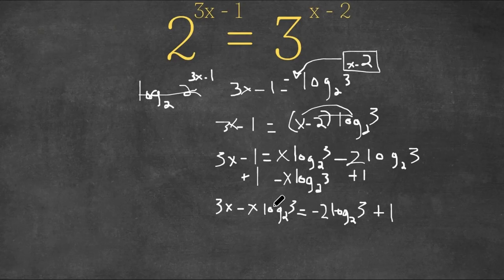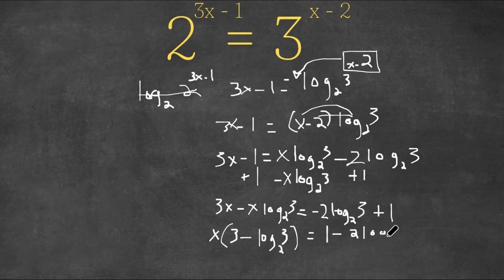All right, so now we're going to factor out x from this expression. So if we factor out x, well, 3x divided by x is simply 3 minus x log divided by x is simply just log subscript 2 of 3, and this equals, well, I could just say 1 minus 2 log subscript 2 of 3.